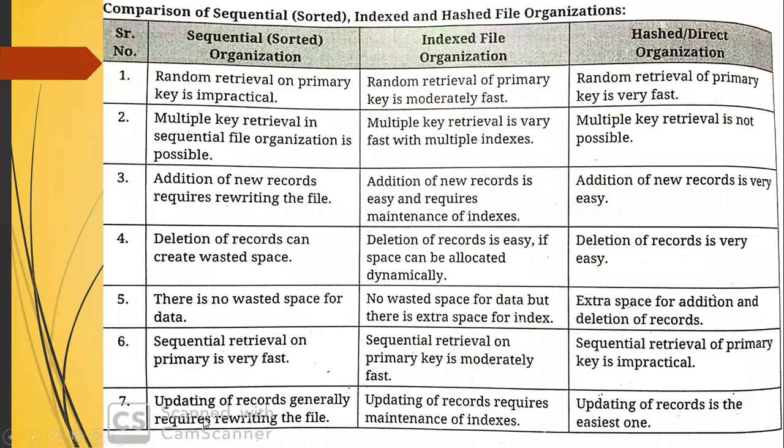In case of the sequential file, updating of a record generally requires rewriting the file. We have to rewrite the file to update. In the index file, updating a record requires maintenance of the indexes; as the data changes, the indexes have to be maintained accordingly. And in the hash file, updating a record is the easiest one because we directly access the particular record and update it. Okay. Now all these things relate to the differentiation between sequential file, index file, and random file, in other words the hash file.